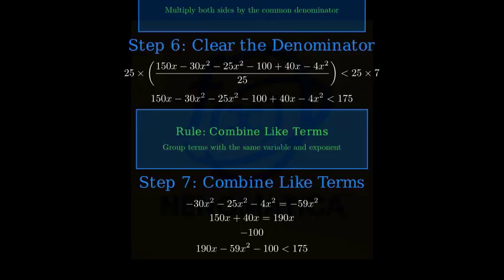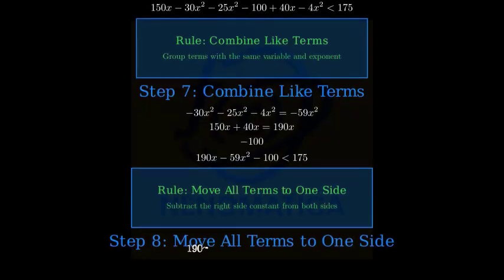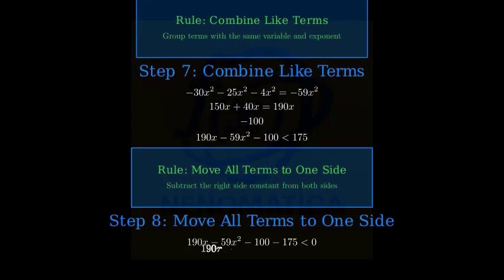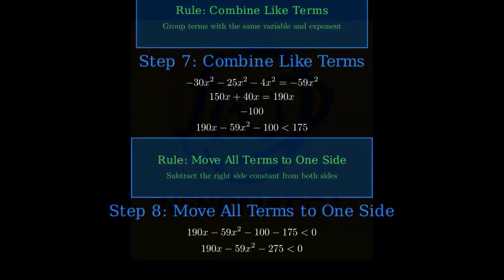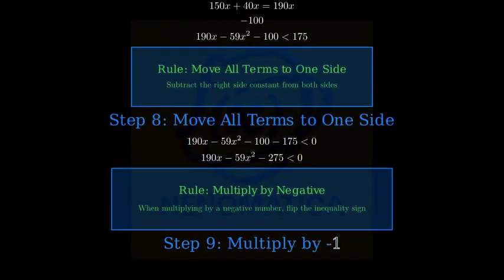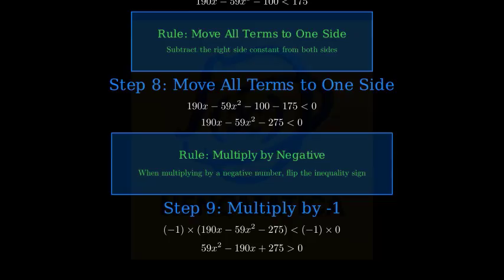Let's move all terms to the left side of the inequality by subtracting 175 from both sides. This gives us 190x minus 59x squared minus 100 minus 175 is less than 0. Simplifying the left side, we get 190x minus 59x squared minus 275 is less than 0. To make the inequality easier to analyze, let's multiply both sides by negative 1. Remember that when we multiply an inequality by a negative number, we need to reverse the inequality sign. This gives us 59x squared minus 190x plus 275 is greater than 0.